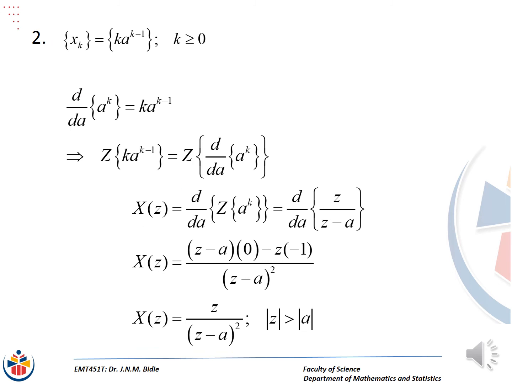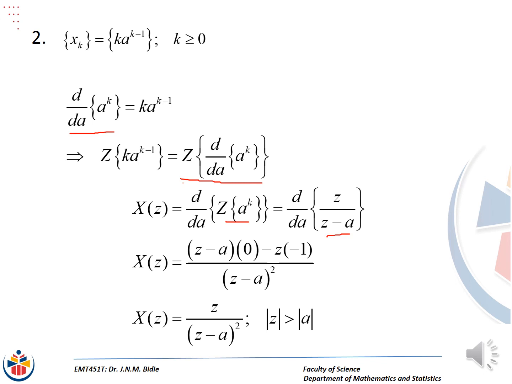Number 2, we've got now k a to the power k minus 1, and we realize that k a to the power k minus 1 is the derivative of a to the power k with respect to a. So we can take the Z transform of the derivative. The Z transform of k a to the power k minus 1 is the Z transform of the derivative of a to the power k with respect to a. Interchange Z and d over da. The Z transform of a to the power k we already know is Z over Z minus a, and then we take the derivative of that.